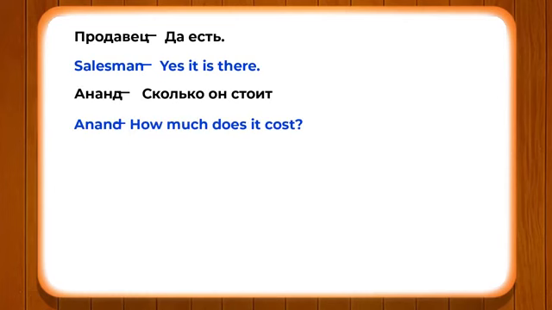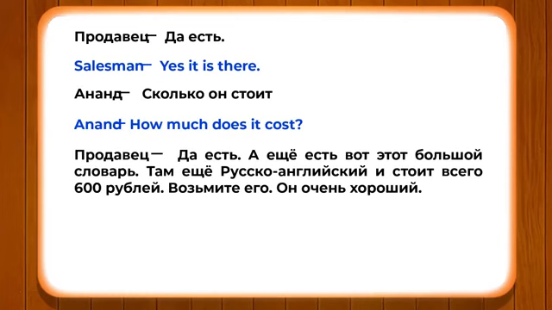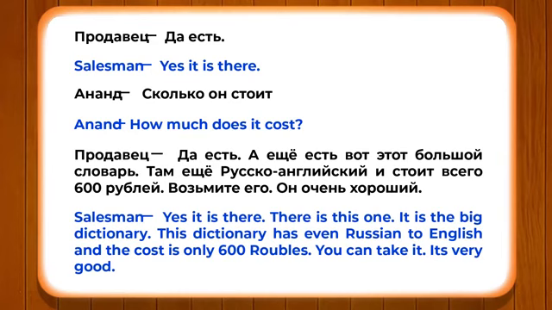Anand. Сколько он стоит? Продавец. 358 рублей. У нас этот большой словарь. Там еще русско-английский. Он стоит всего 600 рублей. Возьмите его, он очень хороший. The salesman says that it costs 358 rubles, but there's one more, a bigger dictionary, called the big dictionary, which even has Russian to English, and the cost is only 600 rubles. You can take it, it's very good, suggests the shopkeeper.